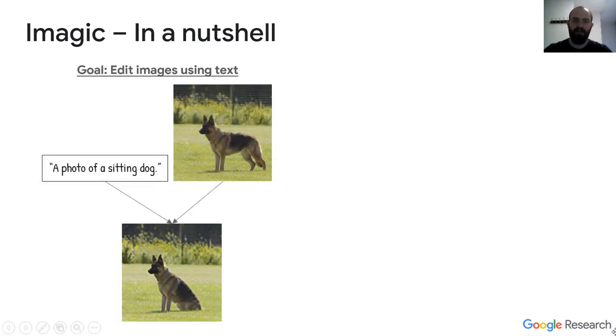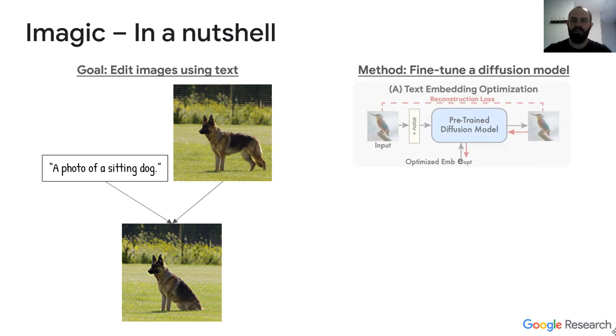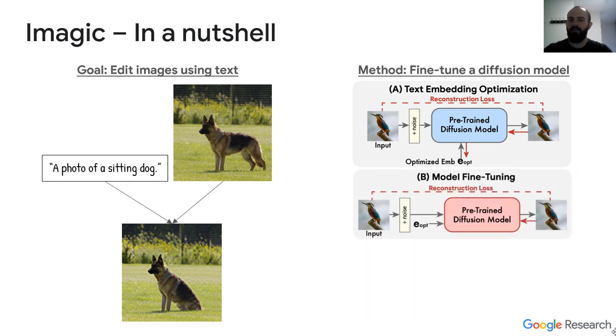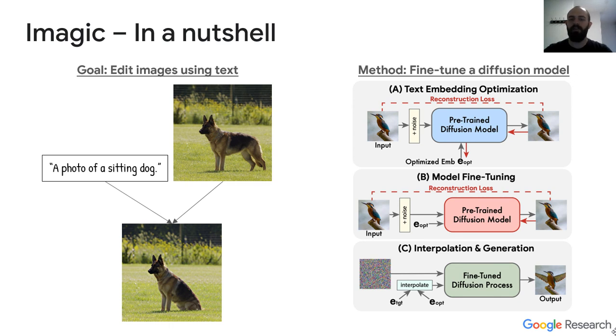So the goal of our work is to edit real images using text. For example, given this image of a dog and the text a photo of a sitting dog, we would like to obtain an image like this one. And the way we do this is that we take a pre-trained text-to-image diffusion model and we use it to find and optimize for an embedding that describes our image. And then we take the optimized embedding and use it to fine-tune our diffusion model to better capture the image-specific appearance. Then finally, we interpolate between the optimized embedding and the target text embedding to obtain an image that semantically describes the interpolation between the text and our input image.